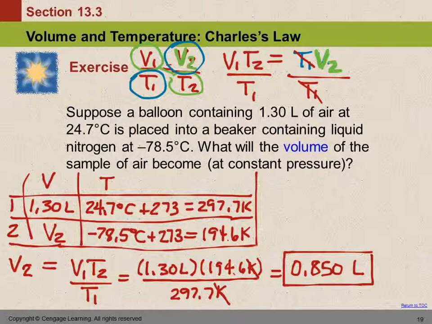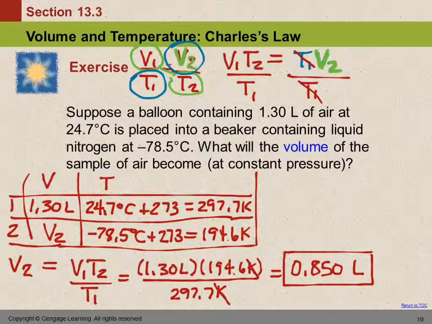Before we started calculating, we predicted that the volume would go down. Did the volume go down? It did. So that's a good sign. The most common mistake is that you'll get the temperatures upside down. If you get those upside down, then the change goes in the wrong direction. Any questions?